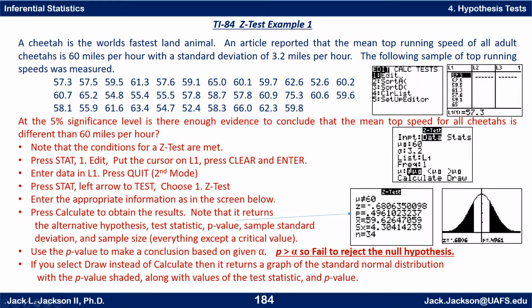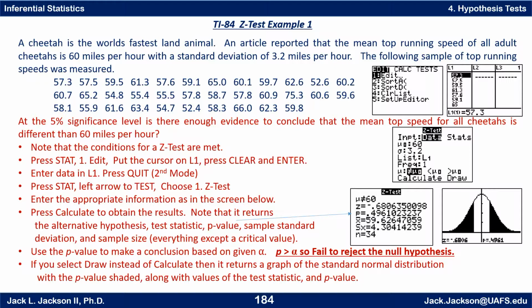So if we go to calculate, here's what it returns, this screen here. Notice it returns the alternative hypothesis that mu is not 60. It returns the test statistic, z-star or z, which is negative 0.68 something. It returns the p-value, 0.496, etc. The x-bar value, which is just the mean, is given. So there's no need to run the one variable statistics. This basically does that for you.